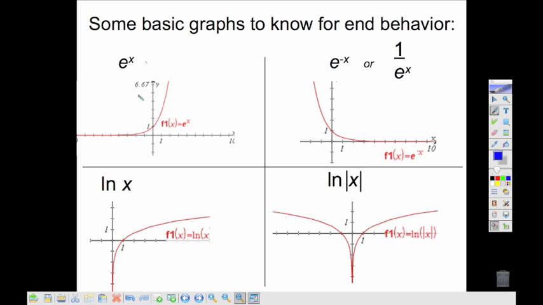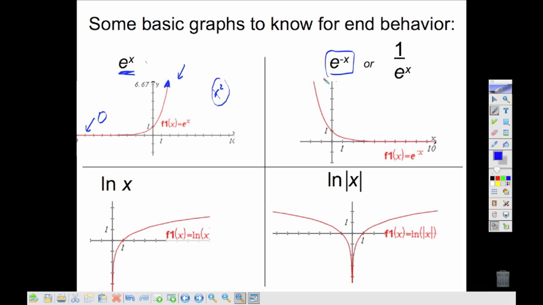Now some basic graphs to know for end behavior is, for one, the e to the x function, the exponential function. It's going to grow really, really fast, and it's going to be growing a lot faster than just normal polynomial functions. So it's always going to take over something like x squared. Notice though on the negative side, this thing's going to go to 0, and so it's not going to be as important on this side. This side it grows very fast, the other side it goes to 0.